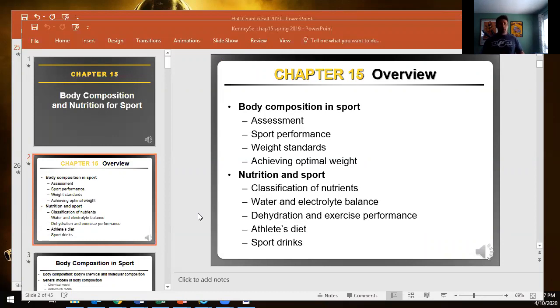The key is, like anything else, making sure that we're trying to match the athlete's body comp to whatever is optimal for their playing inside of their sport. And then we're going to learn that things like weight standards are really freaking stupid, and you shouldn't do that. And what we can do to try to achieve what is arguably the optimal body weight for an athlete, but it's pretty difficult.